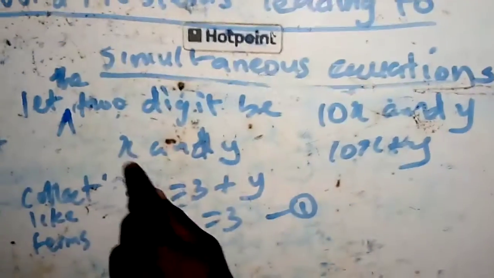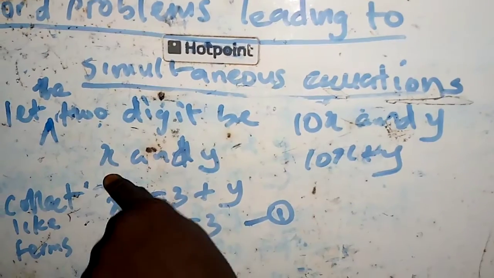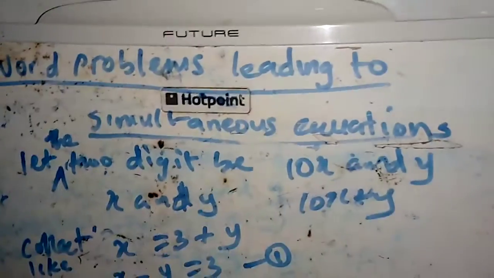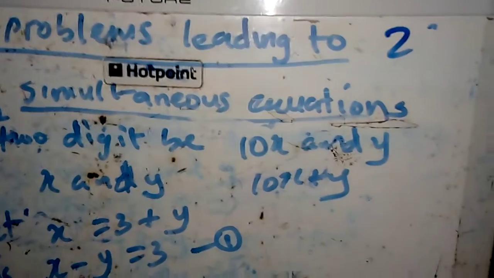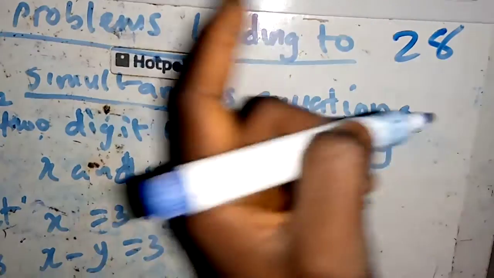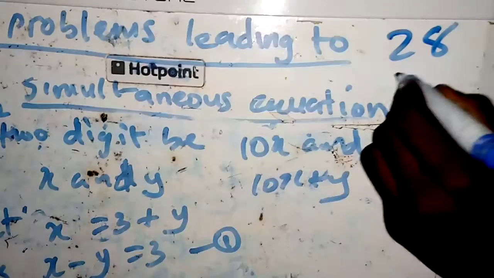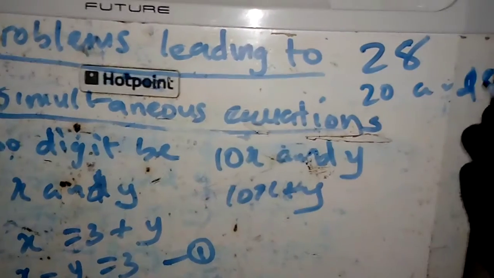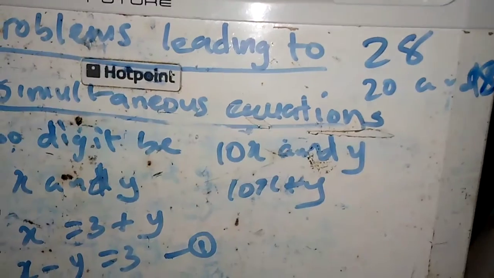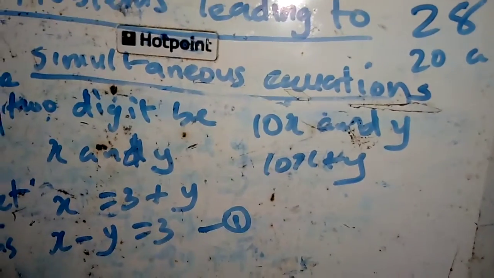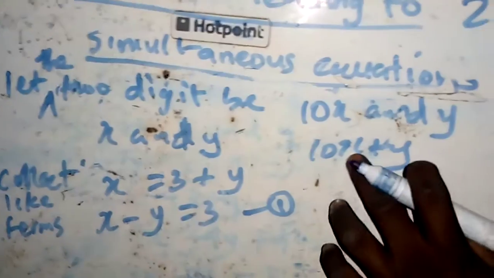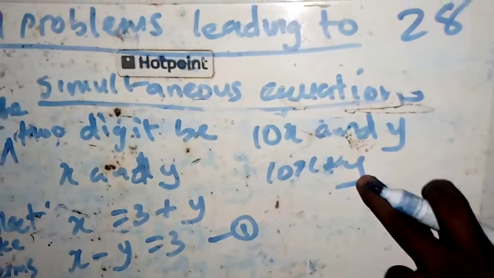Now you assume that this should be the tens digit, and this be the unit part of it. As we cited 28 as our example in the first question we treated, as in 20 and 8, meaning that this is the tens and 8 is the unit part of it. So for our x, you say that is 10x, meaning tens, and this is the unit part of it.